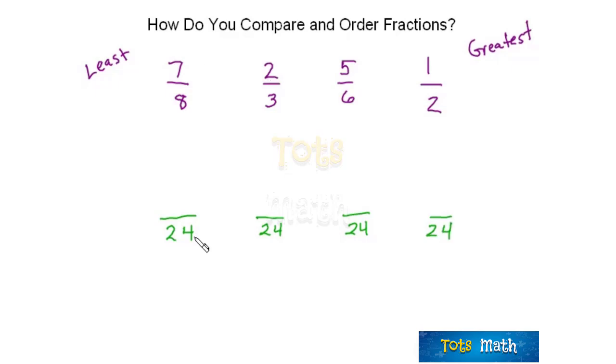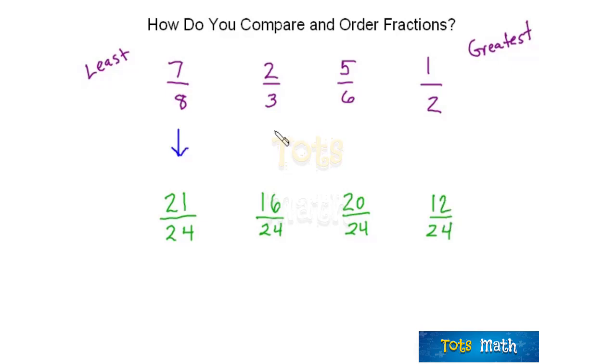So to convert 7/8 to 24ths, we multiplied 8 by 3 to get 24. So we're going to multiply the numerator by 3 and get 21. We multiply 3 by 8 to get 24. So we'll multiply the numerator by 8. 2 times 8 is 16. We multiply 6 by 4 to get 24. So we'll multiply the numerator by 4, and 4 times 5 is 20. We multiply 2 by 12 to get 24, so we'll multiply the numerator 1 by 12 to get 12.